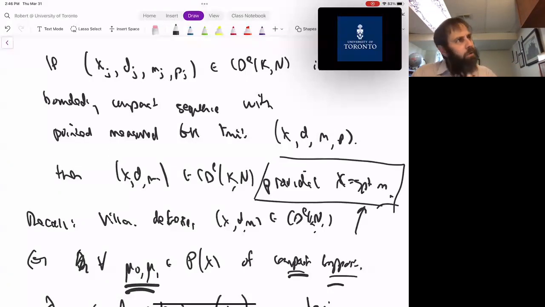So maybe what I could do is, and Villani mentions this, he mentions using the Tietze extension theorem to extend a continuous function on a closed set to a continuous function on the whole space.